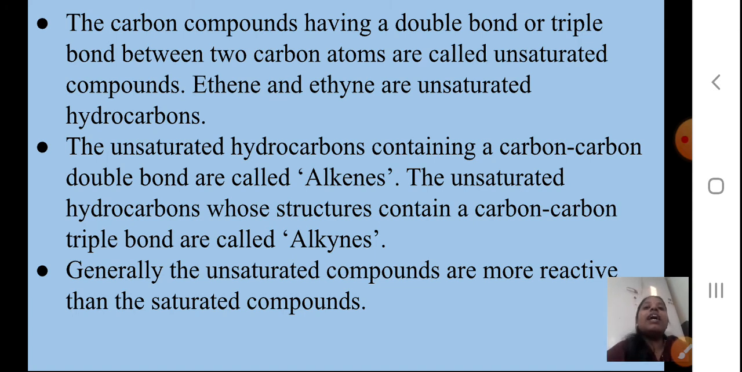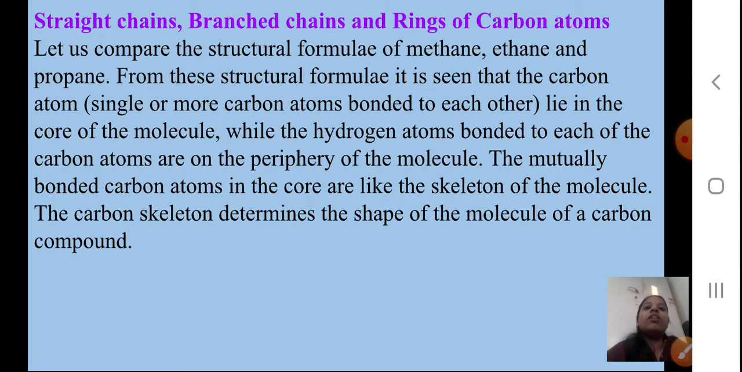Alkanes, alkenes and alkynes. Okay, the next part we are going to study, students, is about straight chains, branched chains and rings of carbon atoms. Now we are calling carbon a versatile element. Why, students? It is because the carbon compounds it forms are all very different. So carbon is a versatile element, because whatever carbon compounds it forms, they are all versatile.